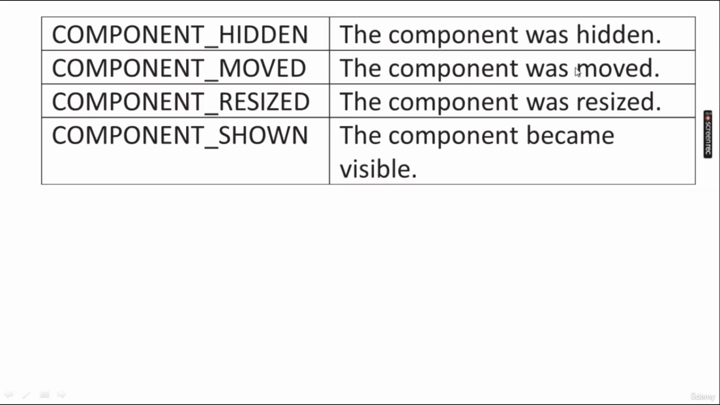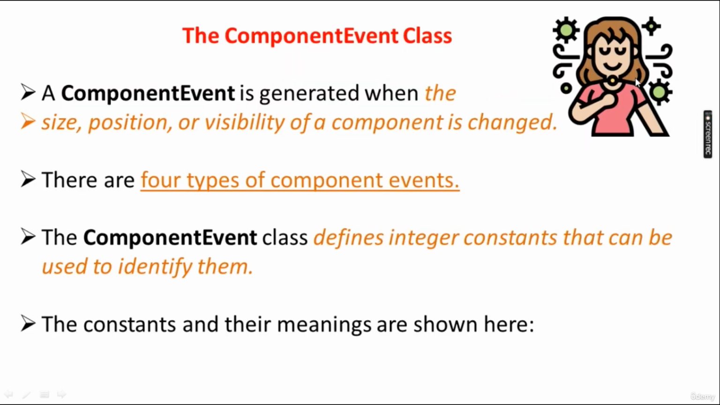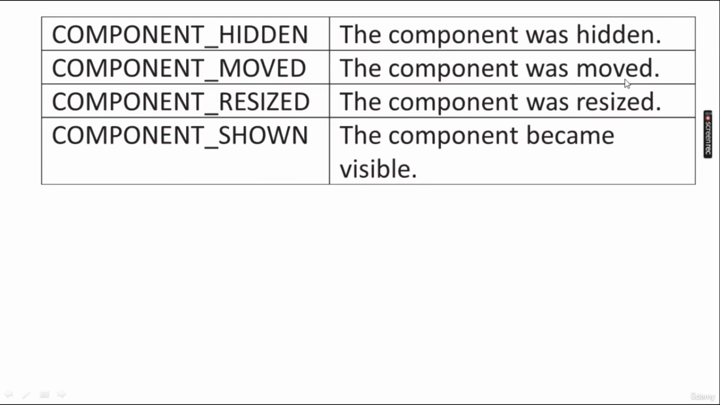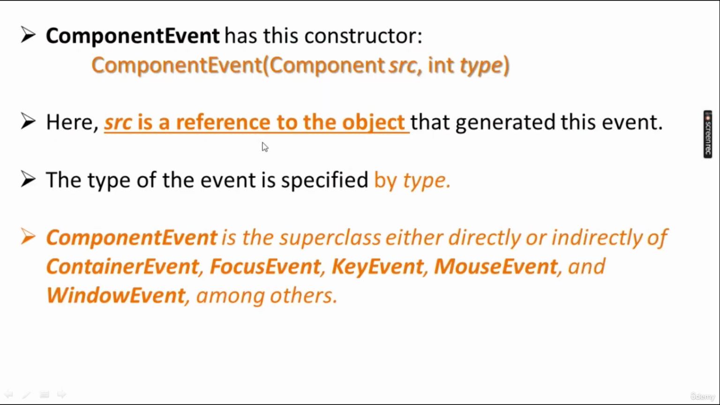Component hidden: the component was hidden, like visibility false. Component moved, that is place: the position of the component has been changed. Resize: the size of the component has been changed. And shown is visible. Okay, so one is for visibility equal to false, hidden, and visibility equal to true, the integer constant component shown.